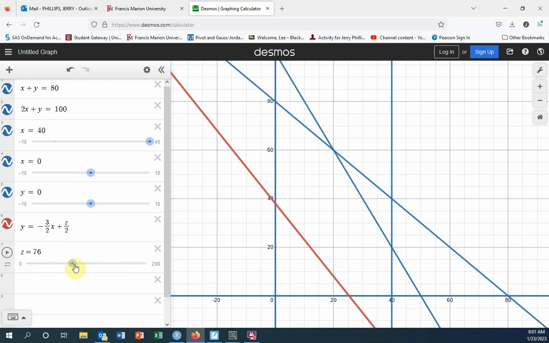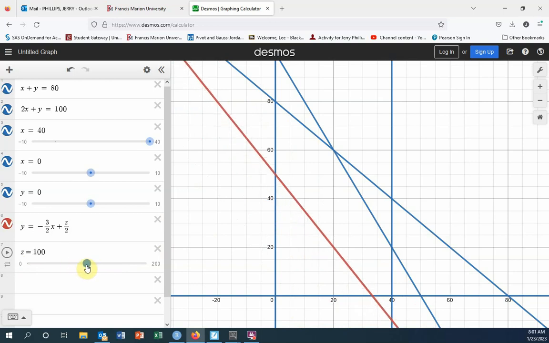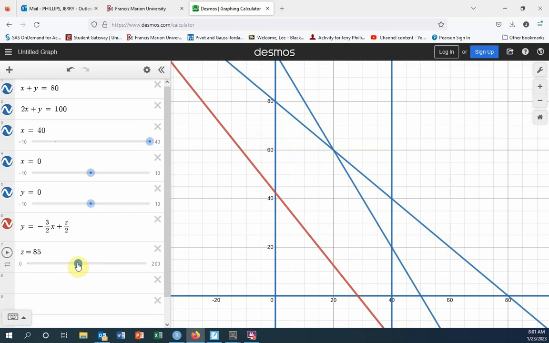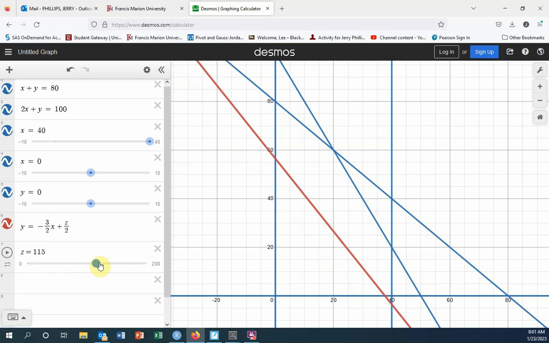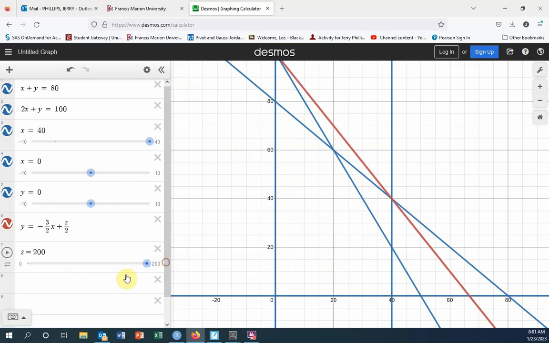So if I slide it to the point 20, 20, that's inside my feasibility region, and it's on this line, it would give me a profit of 100. And so I can slide this line up and down. Now I'm wanting to maximize profits, so I would like to slide it up as far as I can. Now I could slide it up forever, right? I could slide it up to infinity. I just set the top at 200.